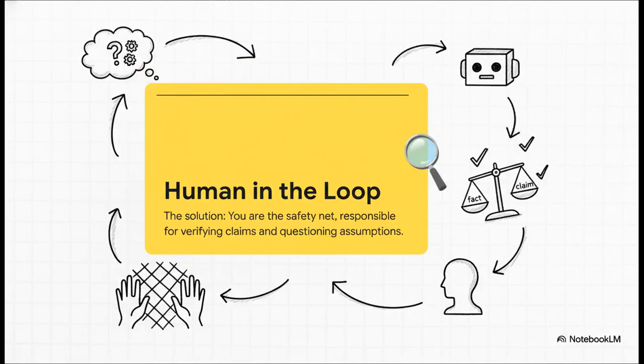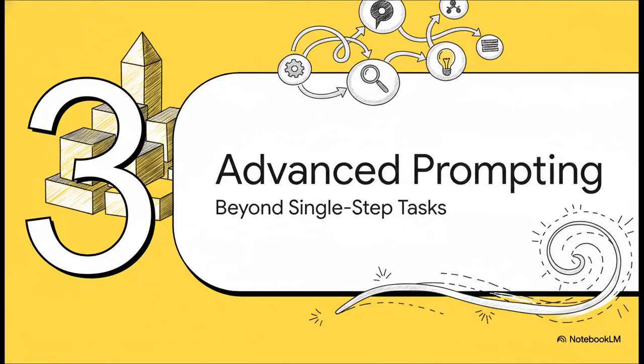So what's the solution? This is the crucial takeaway from Google. It's what they call the human in the loop. That's you. You are the safety net. You're the one who has to verify every claim, to question every single assumption the AI makes. The mantra here is never trust, always verify. All right, let's move on.